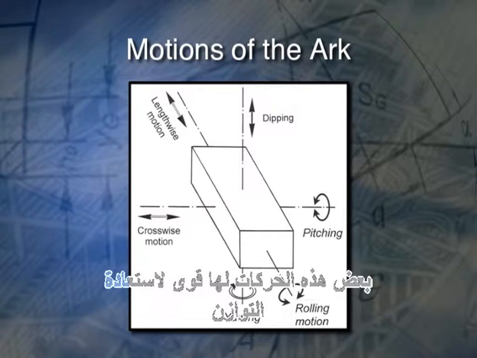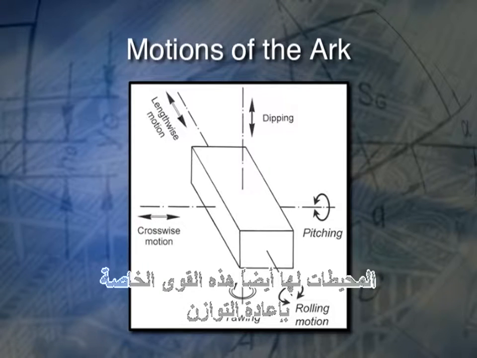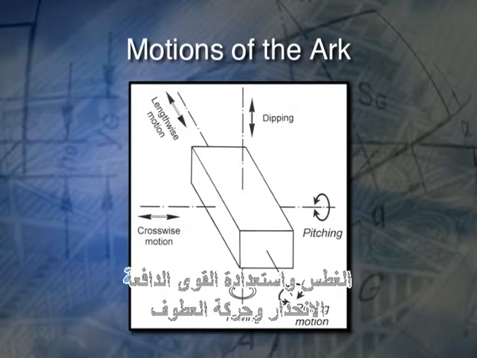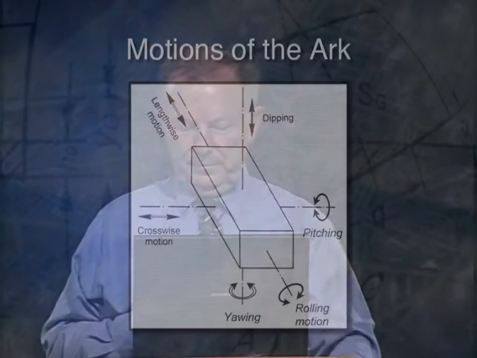On this picture, you see all the motions of an arc. Some of the motions have restoring forces, dipping, or restoring moments, pitching and rolling. There are back movements with initial behavior. The very important thing for the floating stability is the rolling motion.